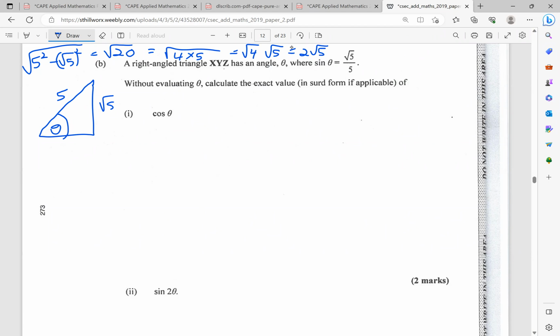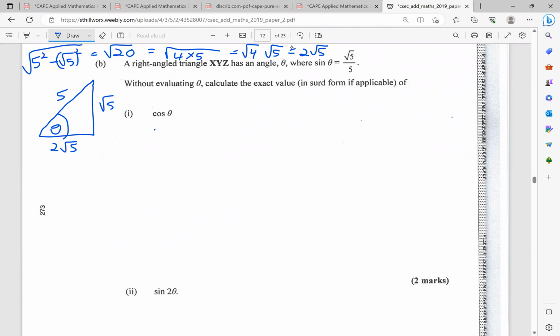So if I didn't do that, would I lose marks? Not tough one. You might lose half a mark if necessary. They say it in surd form. They never say the lowest surd form. So if you leave it as root 20, if they said the lowest surd form, you'd lose marks. But because it just said in surd form, if applicable, I don't think you'll lose marks. It's very weird about the wording. So this is 2 root 5.